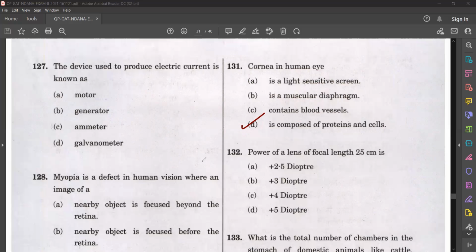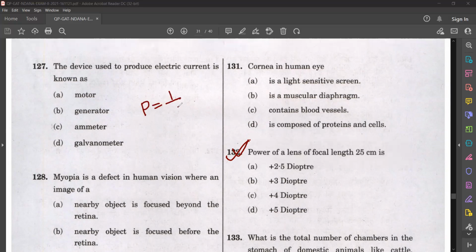Okay, now we'll go to the next question. Question number 132. The 131 question answer is option D. Next is question number 132. Power of a lens of focal length 25 centimeter is. That is a very direct question, and power is usually asked every time, so it is not an unexpected question. What is the formula?